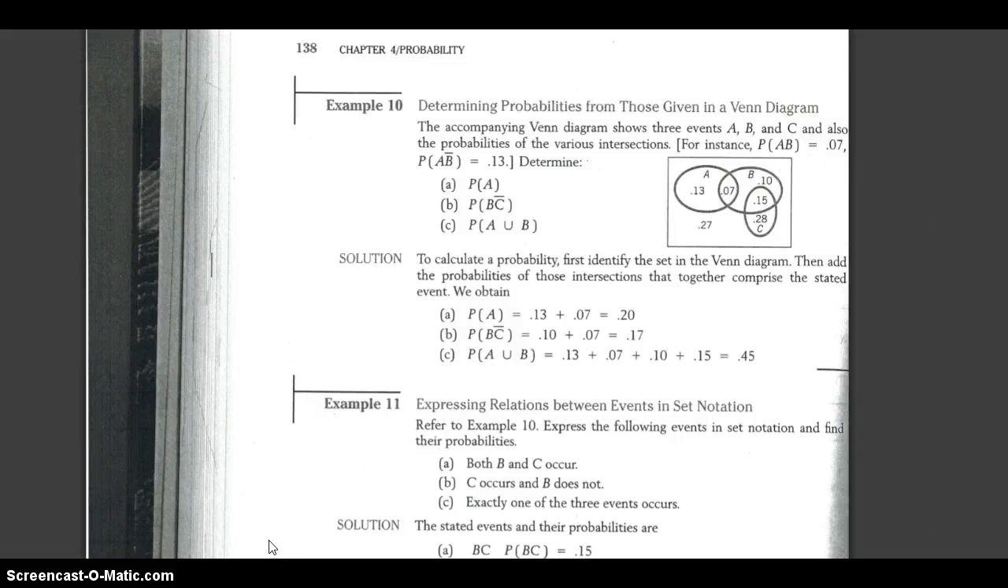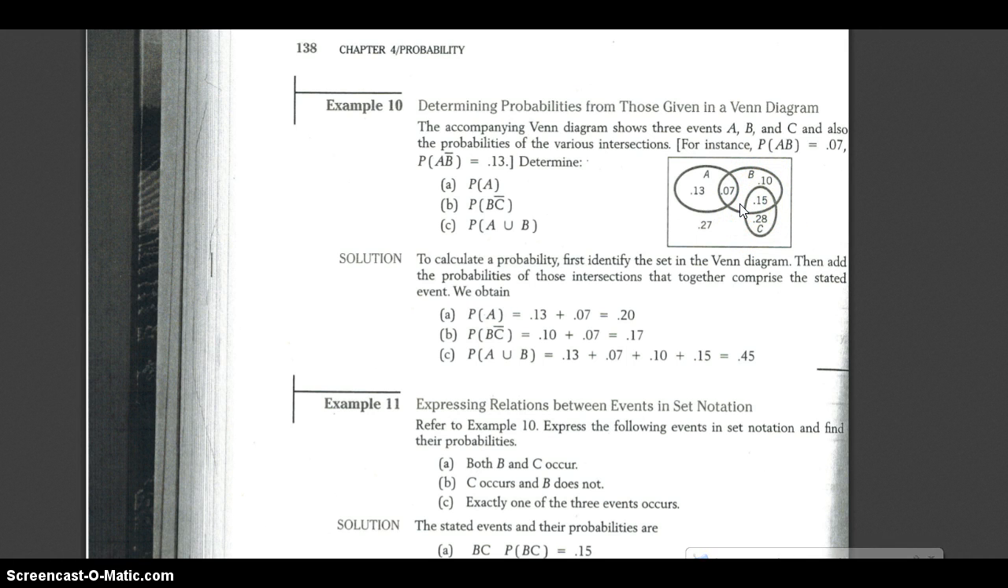In this video, we're going to look at example 10 and 11 on page 138. Here we are given a Venn diagram. Each circle represents an event. So this circle right here on the left side represents event A. The second circle represents event B, and the bottom one represents event C.